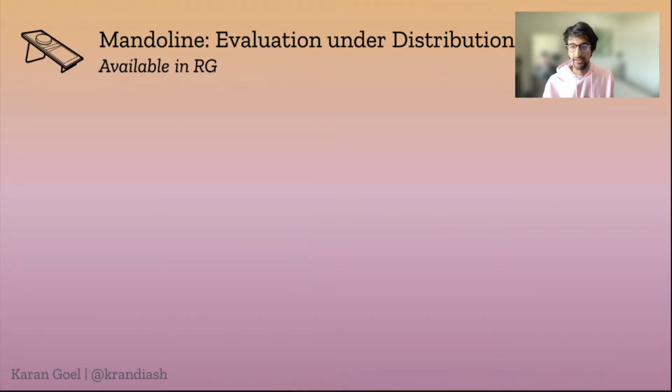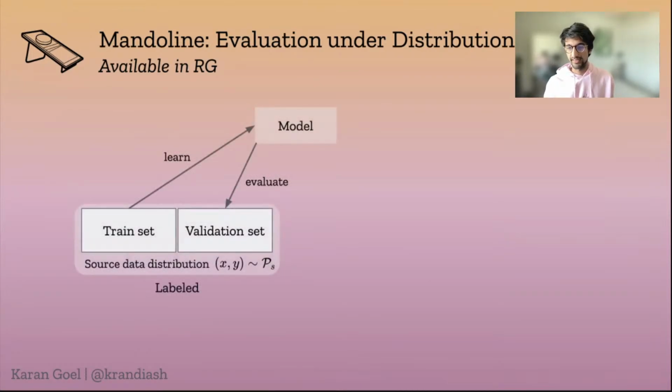We have code for this, but the idea is that typically when you train a model, you learn on a train set and then evaluate on a validation set, and those are both sampled from a source distribution, P sub S. And this is your labeled data. This is your standard machine learning setting. And often the assumption is that your target or your test time data will come from the same distribution.